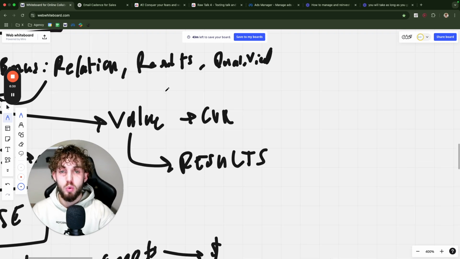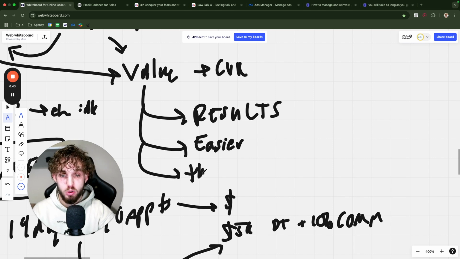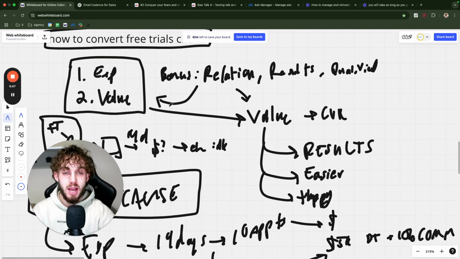Even your relationship can be of value to the prospect, right? What extra additional value do you provide them outside of the results? Do you make their life easier, right? Were they happy working with you? These are all things to consider, right? The whole goal is to make the experience as good as possible.